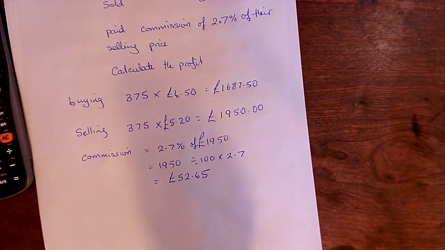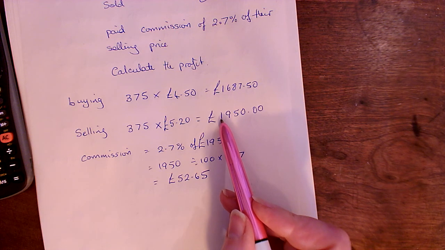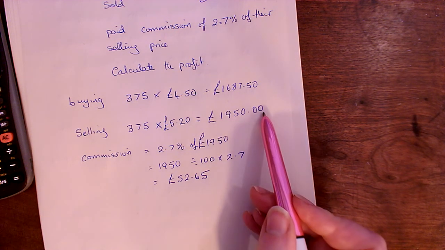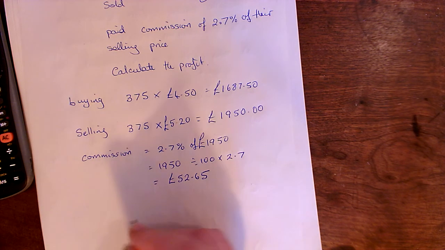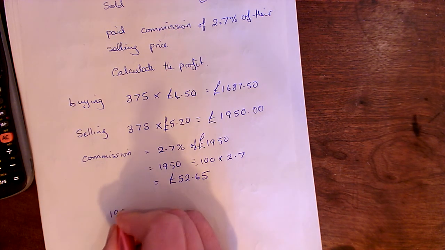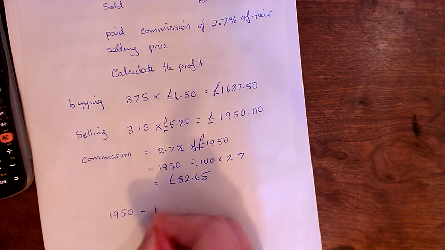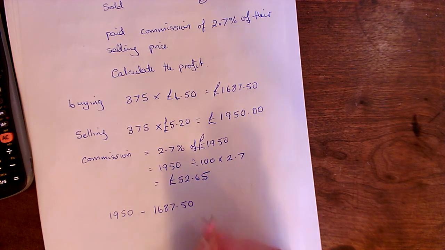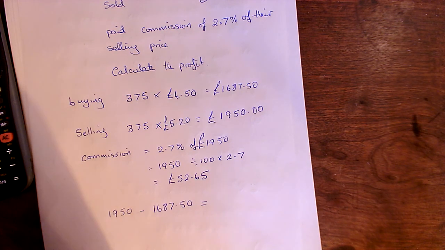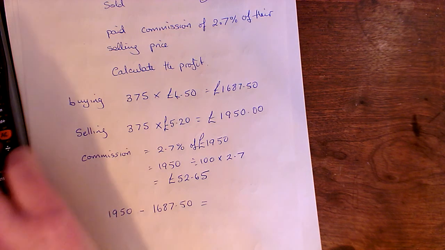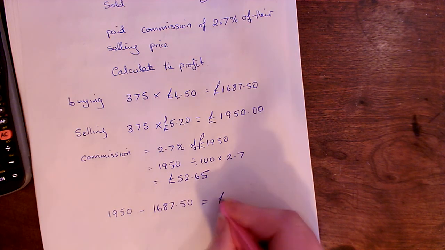So although she sold them for £1,950, she had to pay commission. So you could look at what the profit was, the difference between buying and selling, but then you're going to have to take off her commission. So we'll do it that way. So 1950 minus 1687.50 equals £262.50.